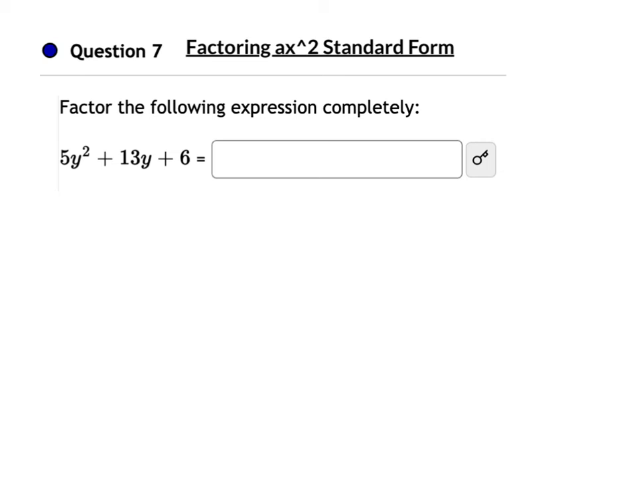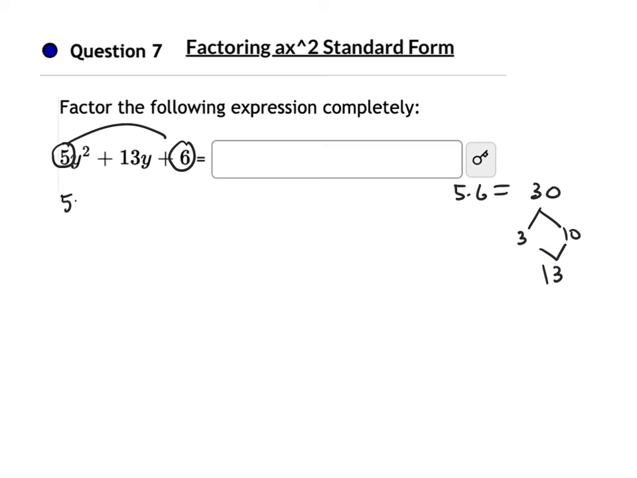Question 7. We got the hard kind of standard form. We're going to multiply 5 times 6. 5 times 6 is 30. I need two numbers that multiply to 30 but add to 13. 3 and 10. 3 times 10 is 30. 3 plus 10 is 13. Both are positive to make positive 13.